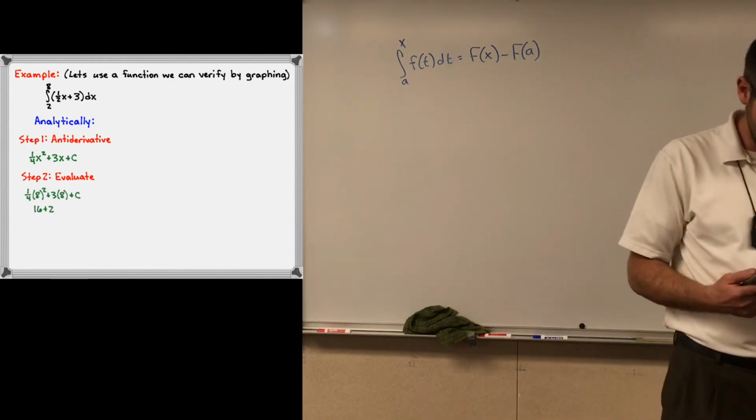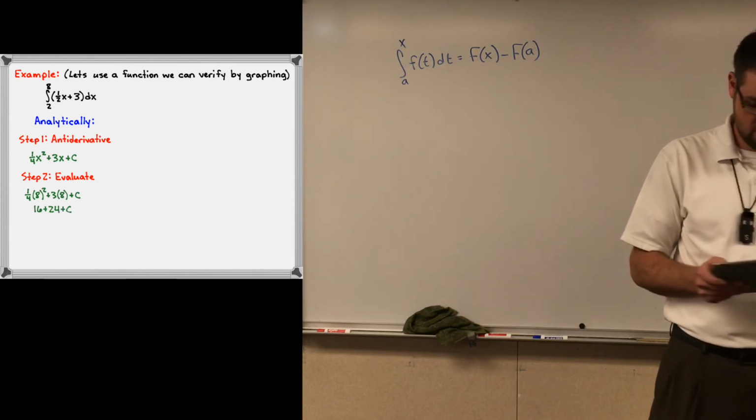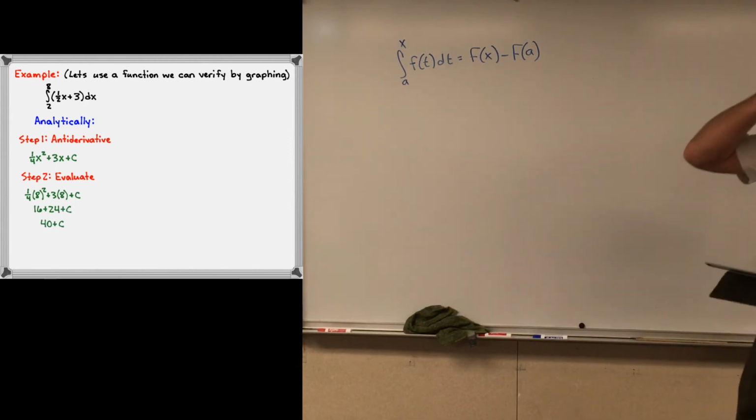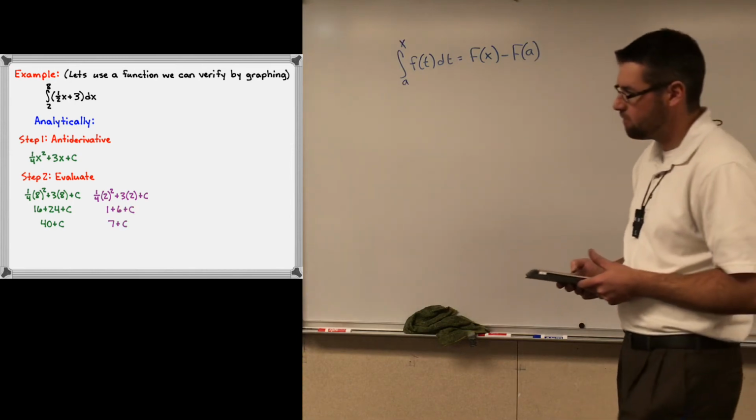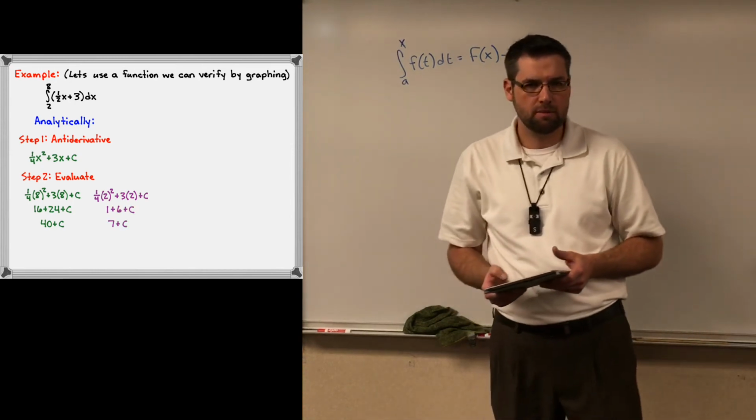And simplify that. So you get 40 plus c. Then what? Lower bound. Subtract. Plug in the lower bound. So we're going to plug in 2. We end up with 7 plus c. And then what do we do? Subtract, minus each other.